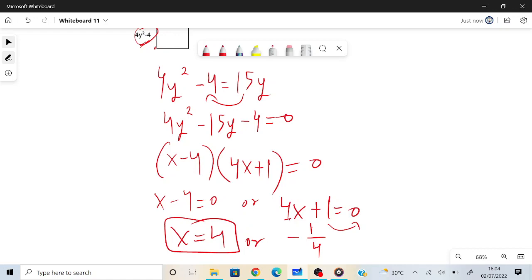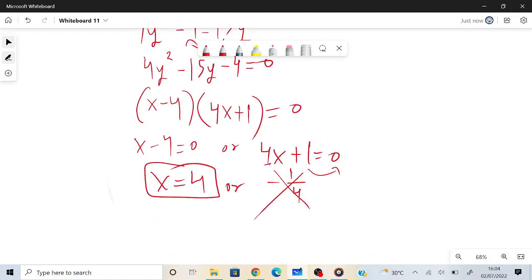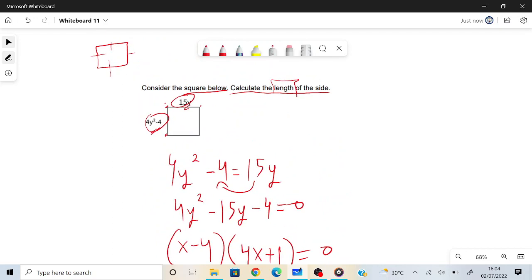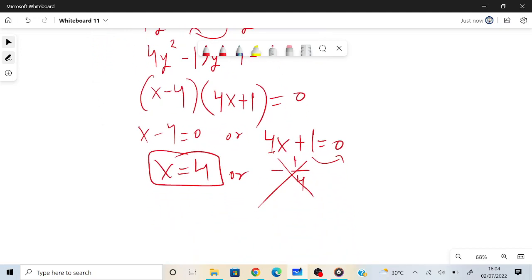However, if you look at it carefully, minus 1 over 4 can never be the answer, because if you were to substitute minus 1 over 4 into y over here and over here, you would get a negative value, and the length of a side can never be negative. So that simply means that the positive answer you get from a quadratic equation, if there is one, is your answer, which in this case is 4.